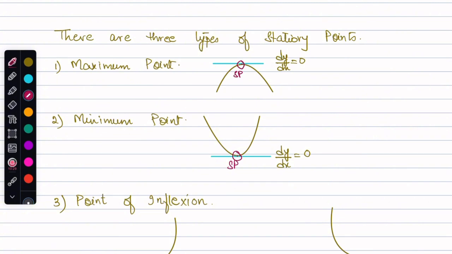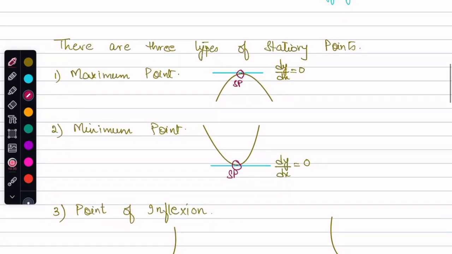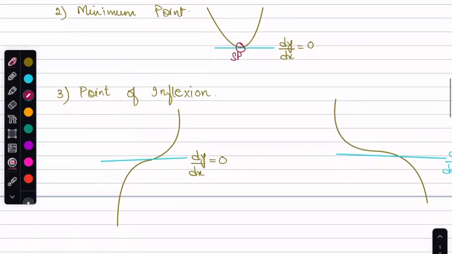The third type is called the point of inflection. Now, what we have discussed up till now is that the gradient was changing sign before and after the stationary points. Now, for the point of inflection, let's consider this curve, and let's say this curve represents y equals x cubed. What we can see here is that the tangent becomes horizontal at this point. This is the stationary point. Therefore, the gradient at this point becomes zero.